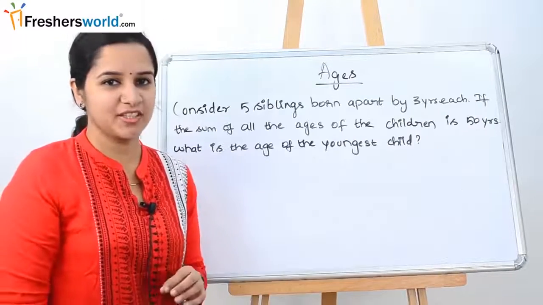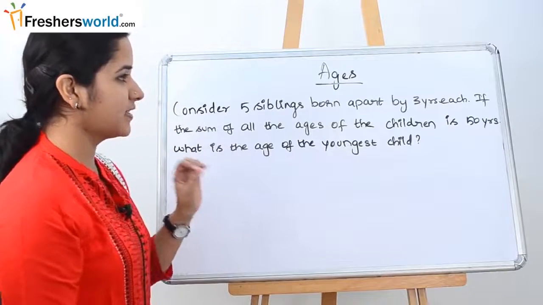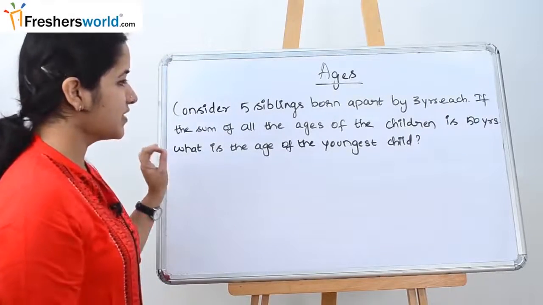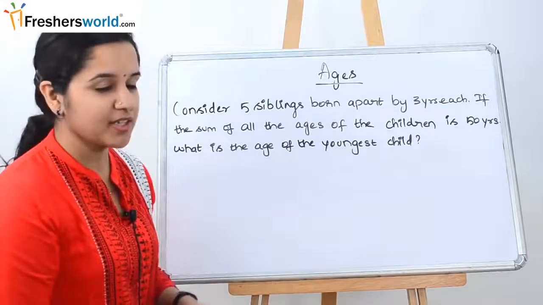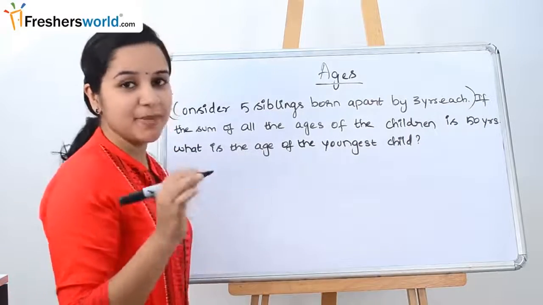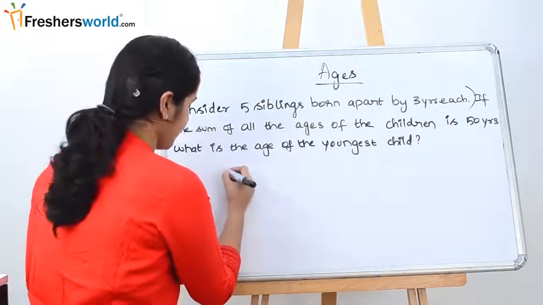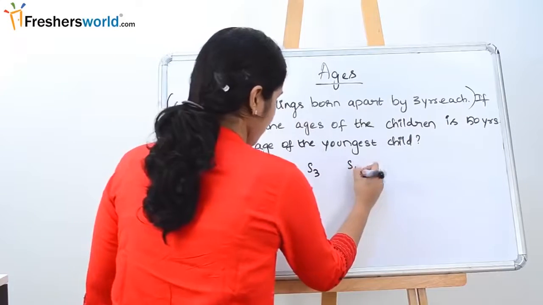The next question that they have given is: consider 5 siblings born apart by 3 years each. If the sum of the ages of the children is 50 years, what is the age of the youngest child? So, as I have told earlier, split the question. Consider 5 siblings born apart by 3 years each. So, let's first consider them: sibling 1, 2, 3, 4, 5.